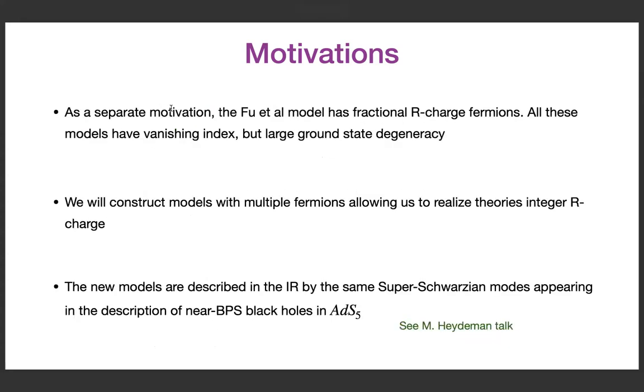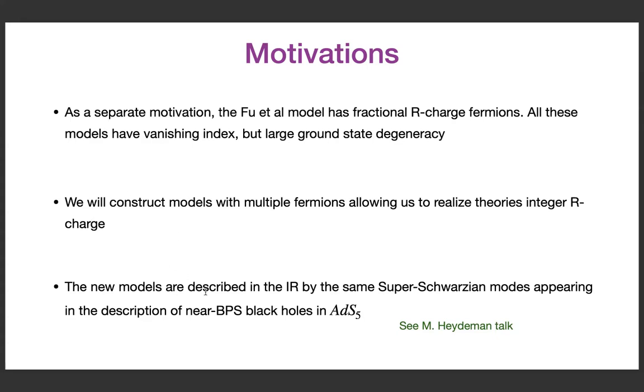As a separate motivation, the model of this paper of Fu et al. has fractional R-charge fermions. What that means is that because this supercharge is given by a product of several fermions, in units in which the supercharge has charge 1, the fundamental fermions have fractional charge. For example, we'll see these models have vanishing Witten index, but they still have a large ground state degeneracy.